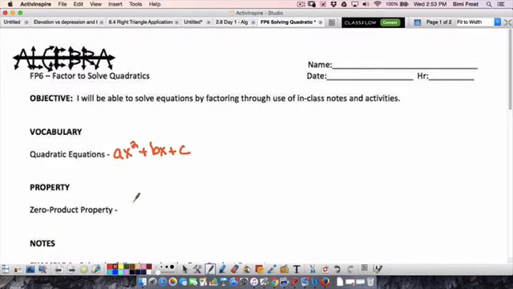Okay, so what is the zero product property? Well, all that's saying is that if you have two numbers, a times b, and they equal 0, then a or b has to be 0. So if I take 0 and multiply it by anything, it's going to give me 0. Or if the b is 0, it doesn't matter what a is, but it's going to give me 0.